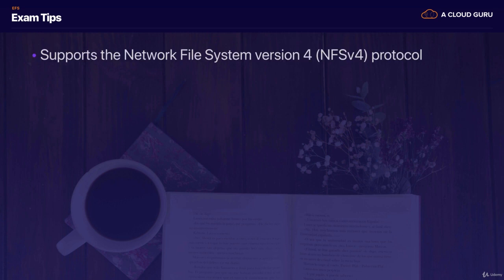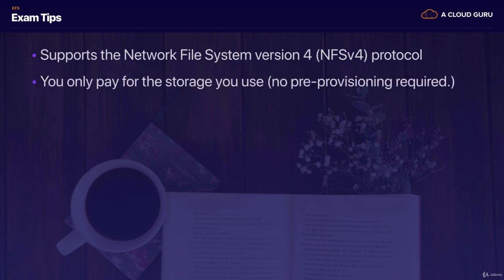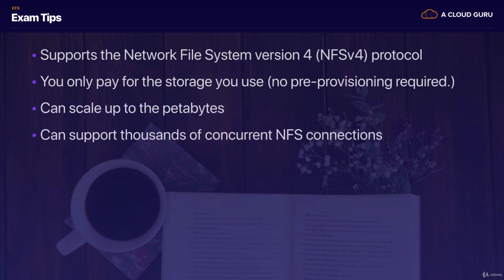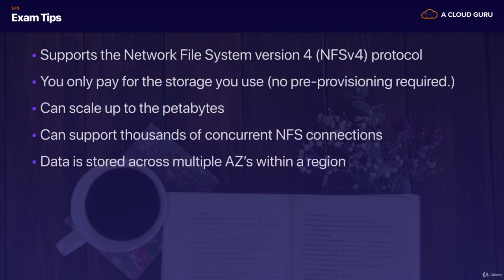So what are my exam tips? Well, EFS supports the Network File System version 4, or NFS v4 protocol. With EFS, you only pay for the storage that you use. There's no pre-provisioning required. It's not like EBS where we have to say, hey, I want an 8 gig EBS volume. We basically just pay as we go. It can scale up to the petabytes, and it can support thousands of concurrent NFS connections. And then data is stored across multiple availability zones within a region. And in terms of the consistency model, it's always read after write consistency.